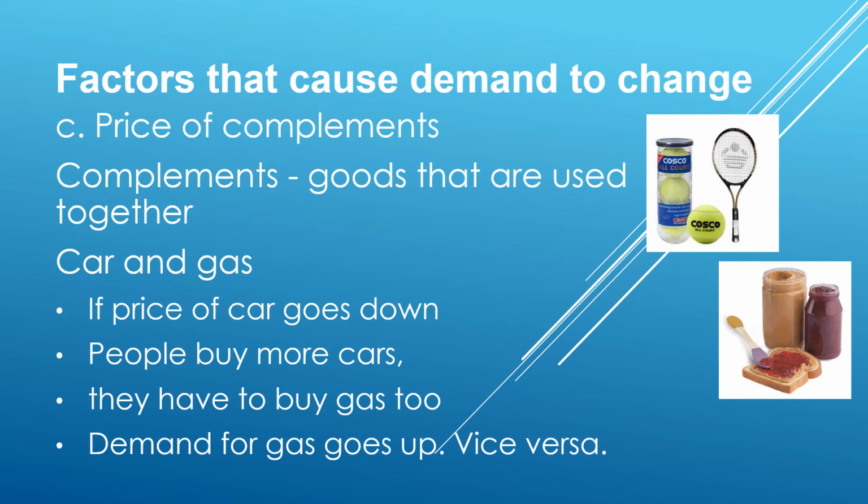If the price of cars goes down, according to the law of demand, then more cars will be bought, right? Because the price is lower. Okay, so these people who bought their car have to buy gas. So because of that, the demand for gas goes up. So when the price of a complement, in my example a car, goes down, it actually causes the demand for gas to go up. Yes. Do you get it?